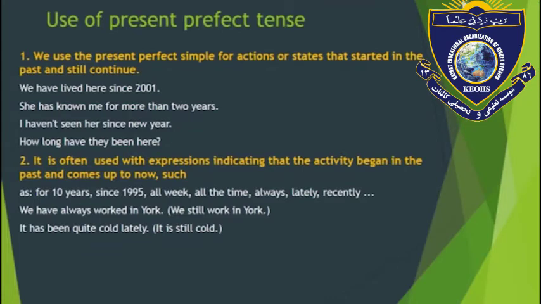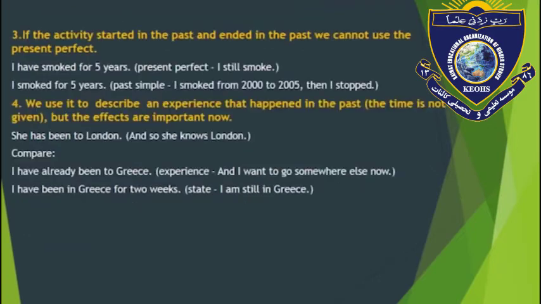We still work in York. It means the action started in the past, but still the action is happening. Still the action is in progress. The other example: it has been quite cold lately. From the past up to now, the weather is cold, and still the weather is cold. It means the action started from the past, but is still happening at the present.